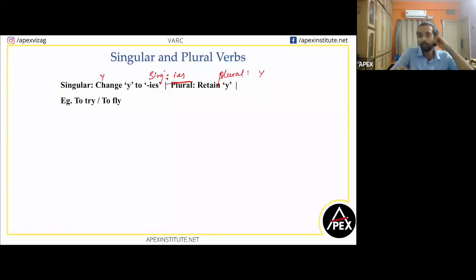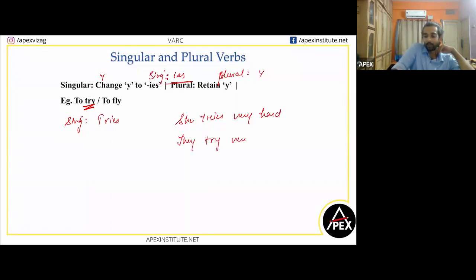All right. So here, when we have try, in singular, this try will become tries. For example, she tries very hard. Whereas it will be they try very hard.